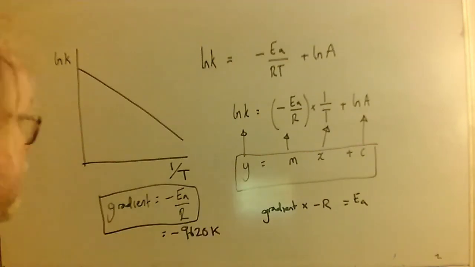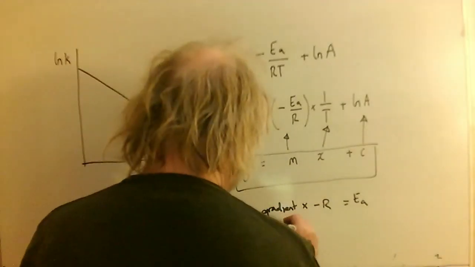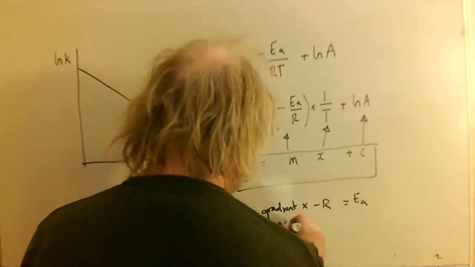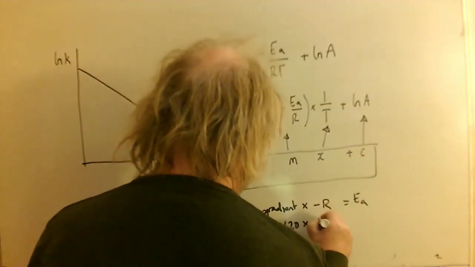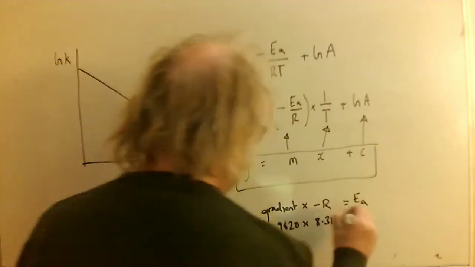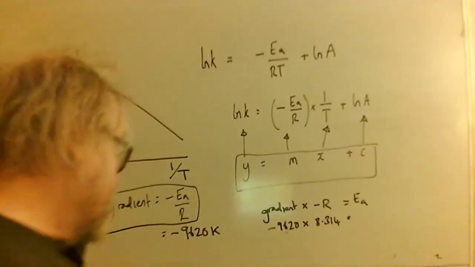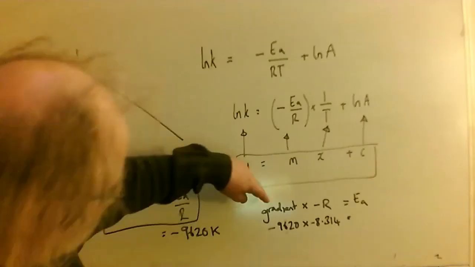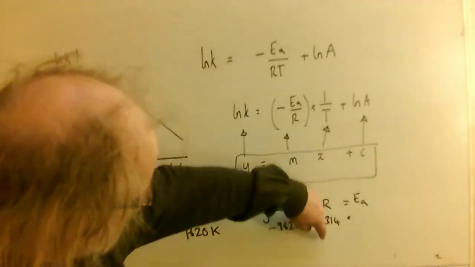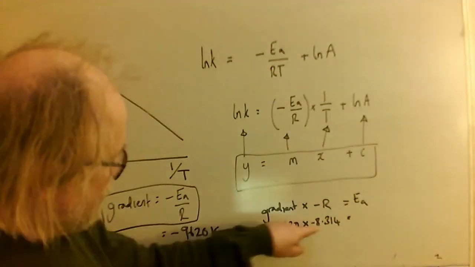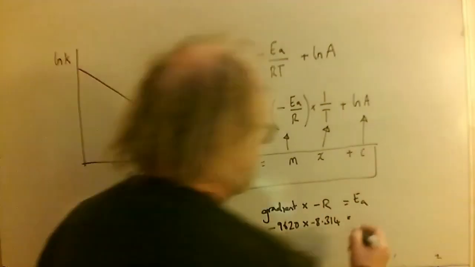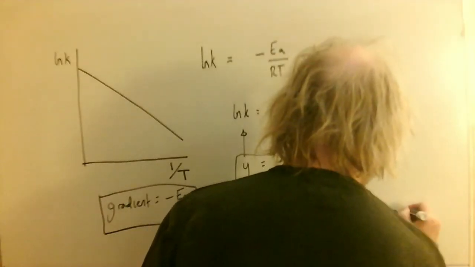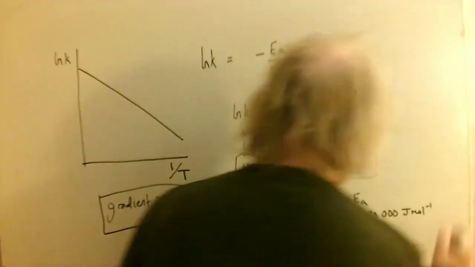So anyway, we can just plug the numbers in. We've got the gradient is minus 9620, and R is on your data sheet. Remember, R is the gas constant, which is 8.314 joules per Kelvin per mole. And if you multiply those together, because we're multiplying minus 9620 by minus 8.314, we've got a minus times a minus, which equals a plus. So it comes to plus 80,000, and that will be joules per mole.